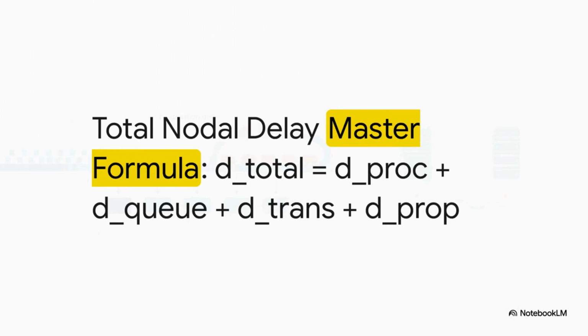To ground ourselves before we pull all this apart, let's bring back our master formula. You might remember this. It shows the 4 types of delay that just naturally accumulate at every single router node along a path. We've got processing delay, queuing delay, transmission delay, and propagation delay. But today, we're laser focused on those last 2, transmission and propagation.